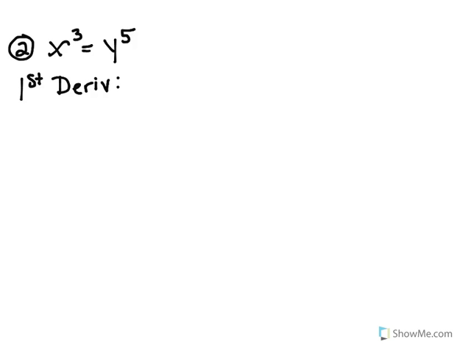Let's take a look at a second example. So for this problem, we have x cubed is equal to y to the fifth. To find the first derivative, start with the derivative of x cubed, which is 3x squared. Set that equal to the derivative of y to the fifth, which is 5y to the fourth dy dx.